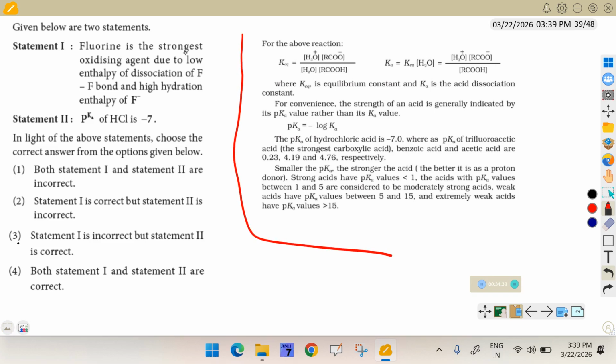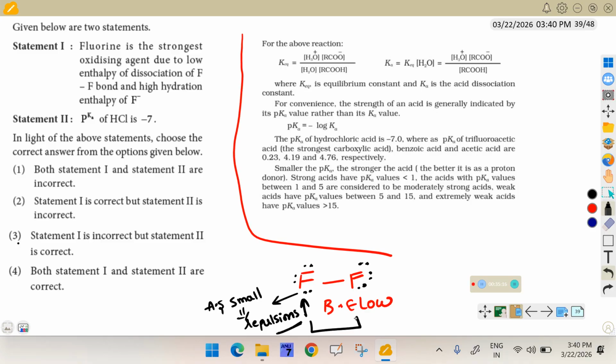Fluorine is the strongest oxidizing agent due to low enthalpy of dissociation of F-F bond. Yes, F-F bond. Bond energy is low. Why is bond energy low? Fluorine atomic size is small. Because of its small atomic size, around fluorine lone pairs of electrons are present. Because of this, repulsions increase between lone pairs of electrons. So bond energy value decreases.